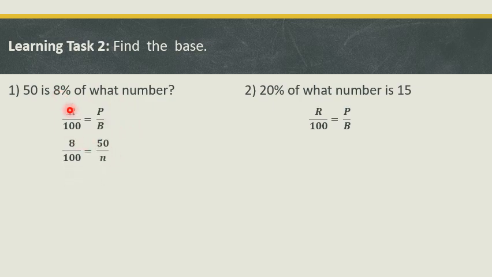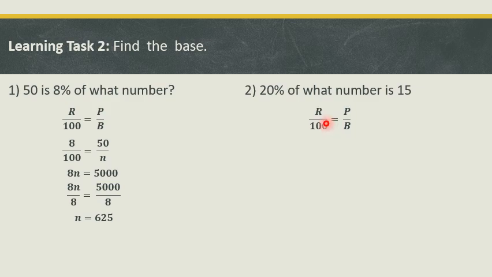So, pinalitan natin, ang R natin is 8. Ang 50 natin yung ating percentage. And ang nawawala is yung ating N. Okay, cross multiply. 8 times N is 8N. 100 times 50 is 5,000. Then, divide both sides by, saan po natin i-divide? Sa 8. Kasi yun ang katabi ng N natin. So, divide natin both sides by 8. So, 8N divided by 8 is N. 5,000 divided by 8 is 625. So, ito ang ating base. 8% of 625 is 50.